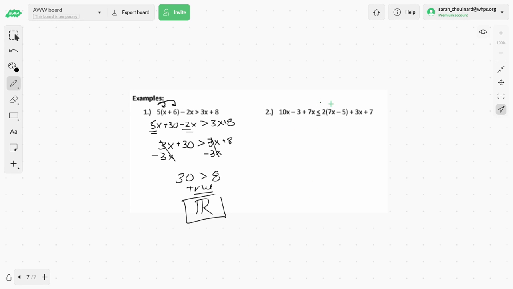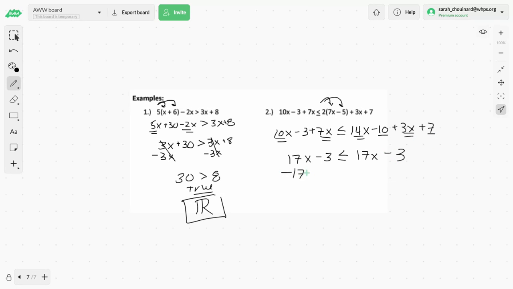All right, same thing here. Let's start by distributing. So 10x minus 3 plus 7x is less than or equal to 14x minus 10 plus 3x plus 7. Then I'm going to combine my like terms. So 17x minus 3 is less than or equal to 17x, and then negative 10 and 7 make negative 3. If I subtract 17x, I'm left with the statement negative 3 is less than or equal to negative 3.